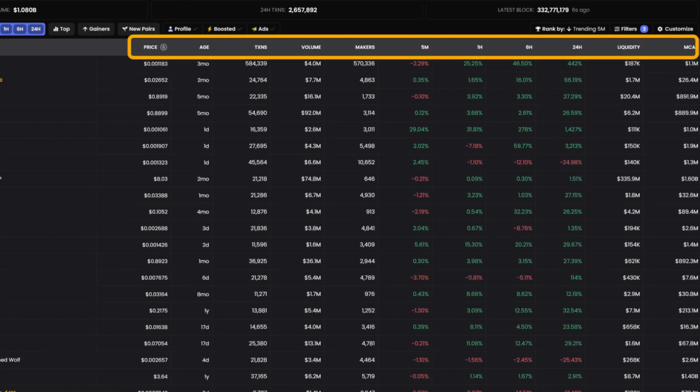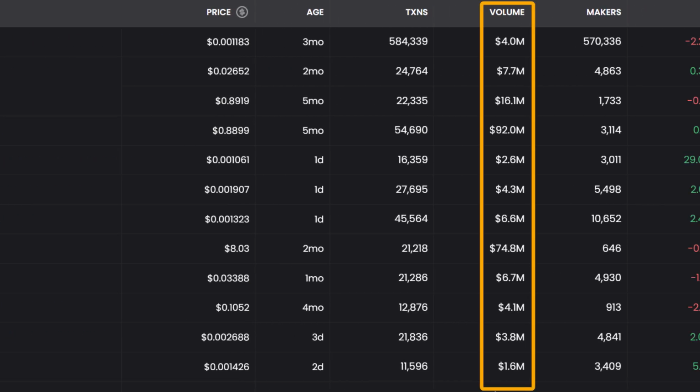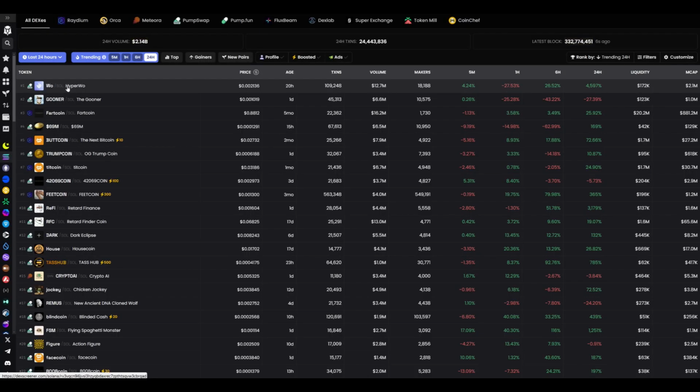It's divided into columns, and each has its significance. The first column shows the token price in dollars, meaning its current value. The second column reflects the trading volume, showing how much money has flowed through the token over the past day. The third column indicates the age of the token, showing how many hours or days it has existed. I analyze this data and choose a token that looks active. For example, one with good volume and slight growth. Now I click on the token, and its page opens.